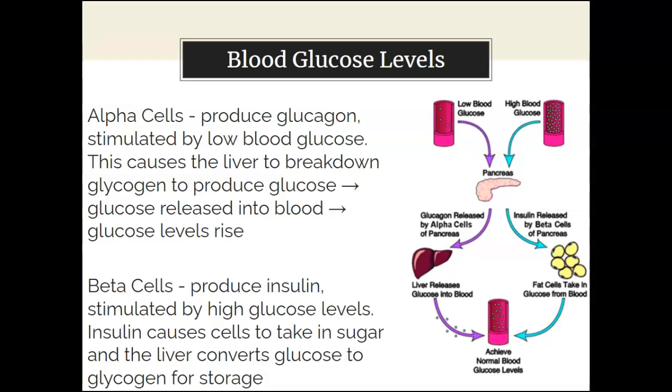Beta cells do the opposite. They produce insulin, and they're stimulated by high blood sugar levels, right? High glucose levels. So insulin causes cells to take in that sugar, and then the liver converts glucose to glycogen for storage. And we sort of talked about this earlier, but this is the actual notes you should take on it. And you should absolutely know that alpha cells equals glucagon and beta cells equals insulin.